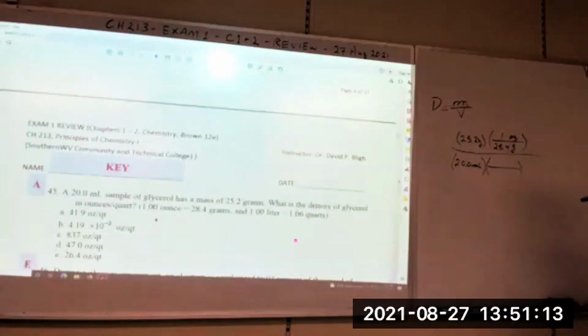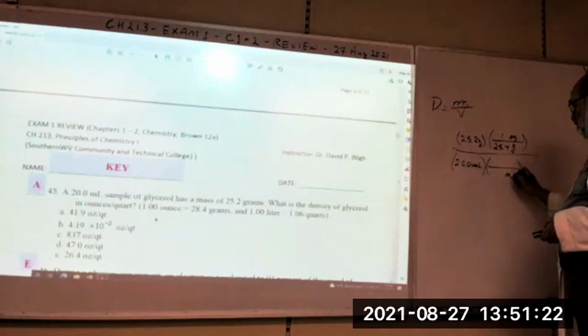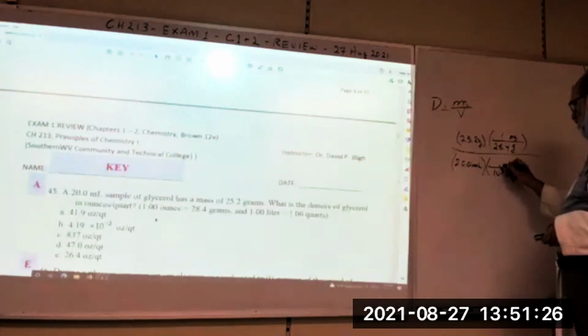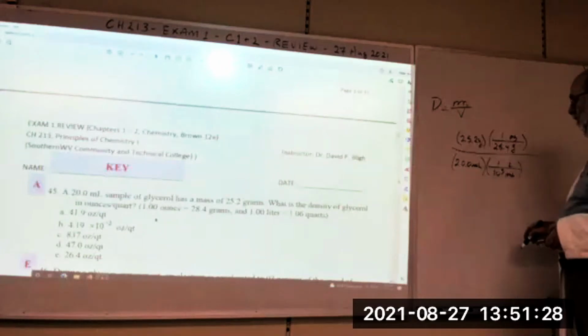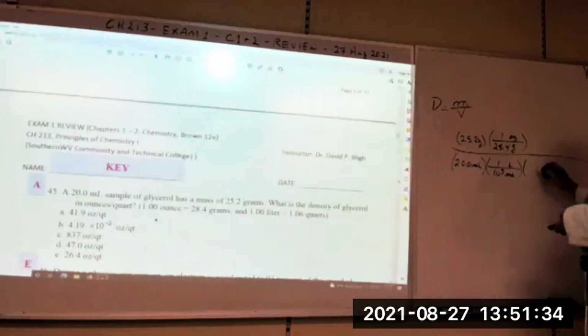So what other conversions do we get? 1 liter equals 1.06 quarts. Right? So we need to convert this to liters. 10 to the minus third liters gives you liters. Now we can convert liters to quarts, right? So that would be 1.06 quarts per liter.